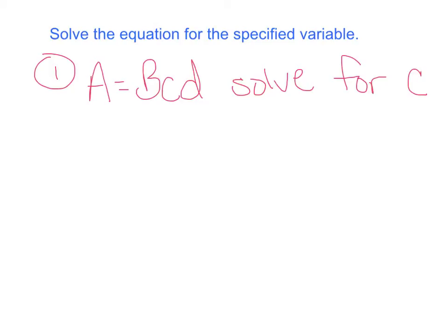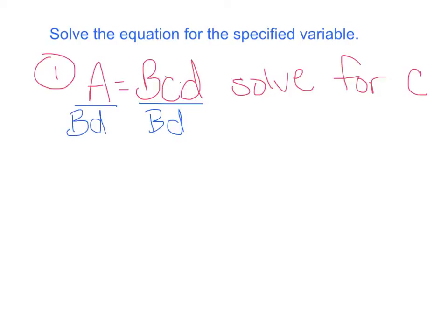This first one says A equals BCD, and we want to solve for C. If you look at the right side, the B, the C, and the D are all multiplied. Just like normal solving, we know the opposite of multiplying is dividing. So to move the B and the D to the other side, we would need to undo that by dividing the B and the D. So divide it to the other side.